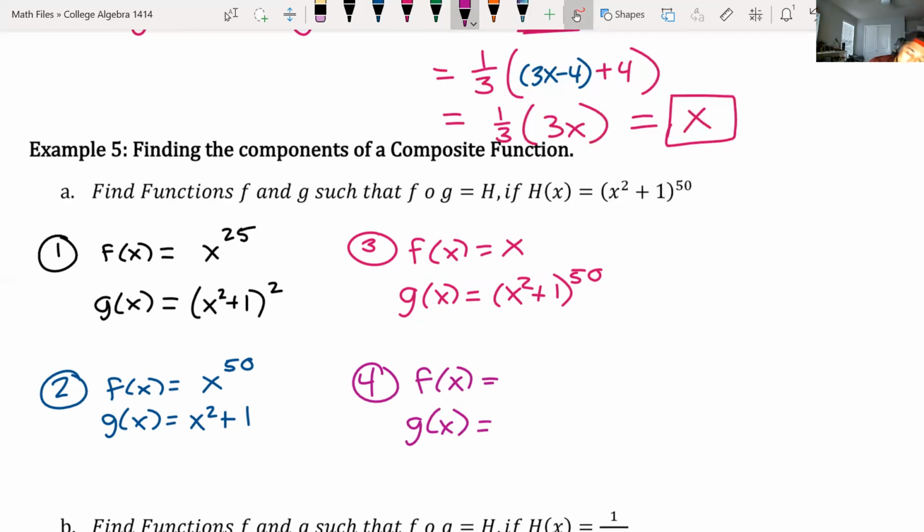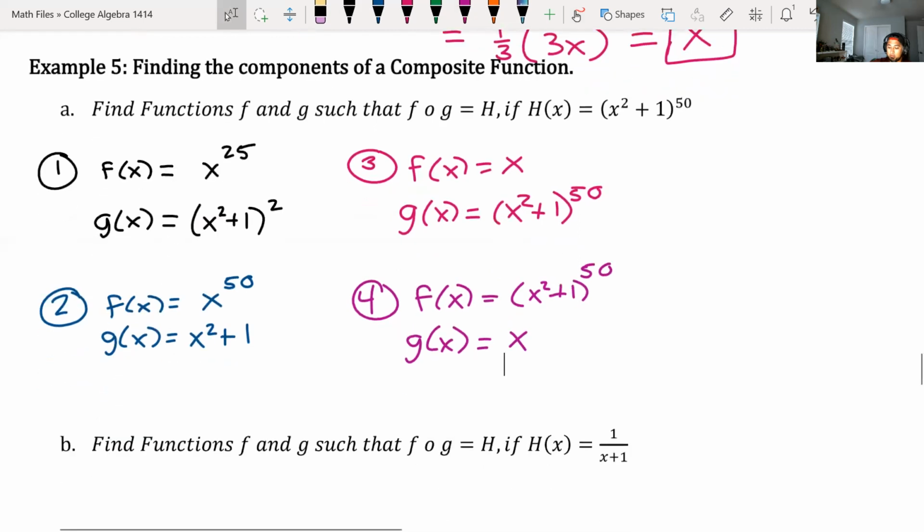Take number 3 and reverse it. What can f of x be? (x squared plus 1) to the 50th. And what's g of x? x. That's it. My goodness. There you go. You just got to think out of the box a little bit.